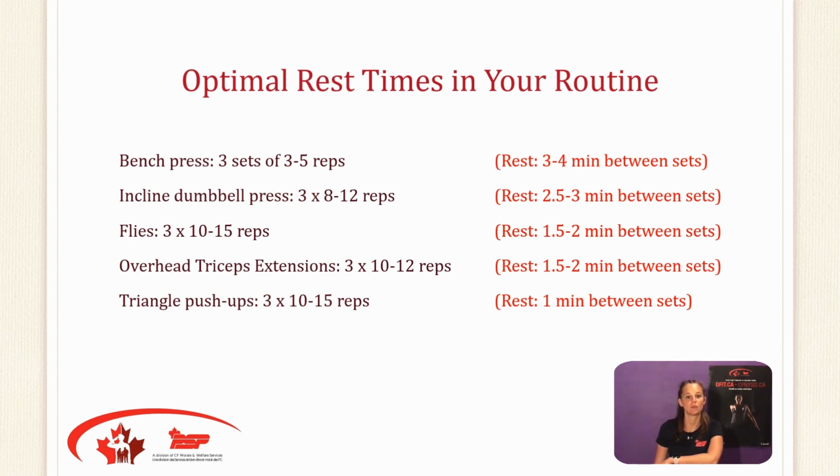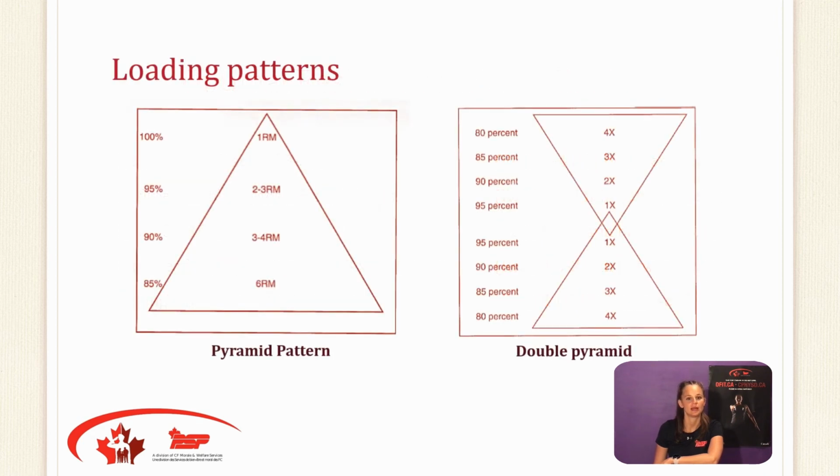Okay, final component, loading patterns. The pyramid is one of the most popular loading patterns in strength training and bodybuilding. The point of this method is that as the load progressively increases to maximum, the number of sets decreases. Another one is the double pyramid, which represents two pyramids, one mirroring the other. This is great for athletes improving power and agility.